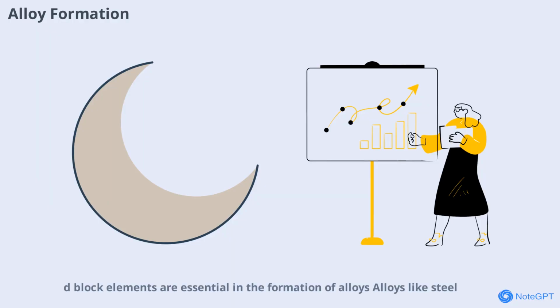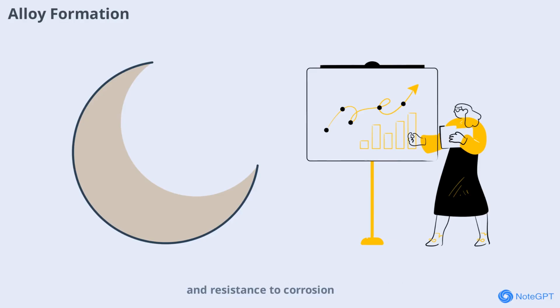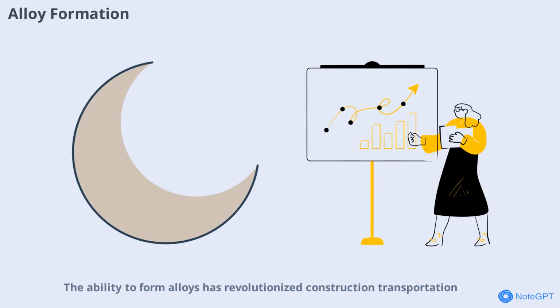D-block elements are essential in the formation of alloys. Alloys like steel, bronze, and brass are made by combining transition metals with other elements. These materials have enhanced properties such as strength, durability, and resistance to corrosion. The ability to form alloys has revolutionized construction, transportation, and manufacturing, making D-block elements indispensable in modern industry.